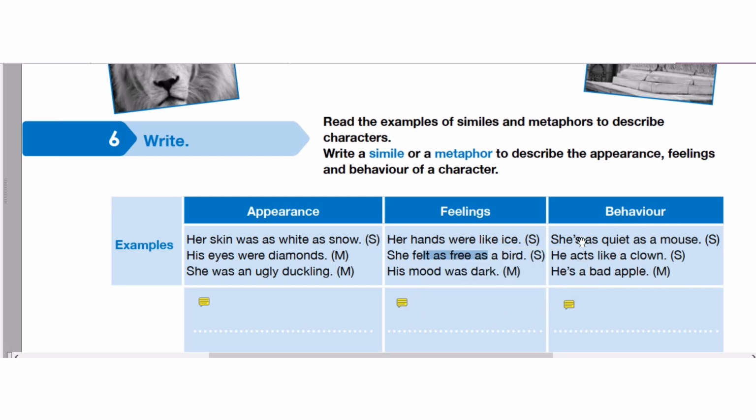Then we move to behavior. She is as quiet as a mouse. What do we mean by this? This is also simile. It means she is very quiet. He acts like a clown. This is a simile also. Clown. We know the meaning of a clown. It means he is an idiot. Idiot, stupid. He is an idiot person.